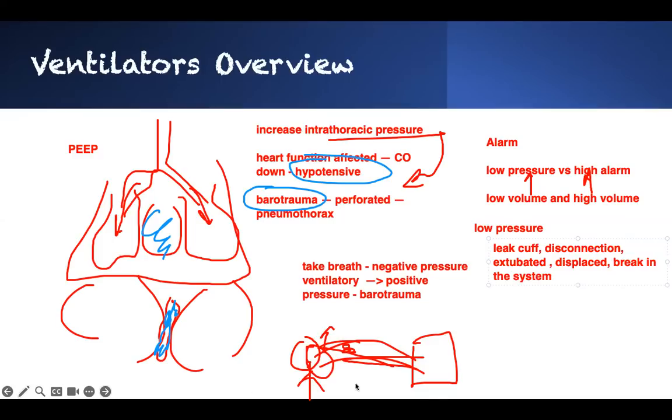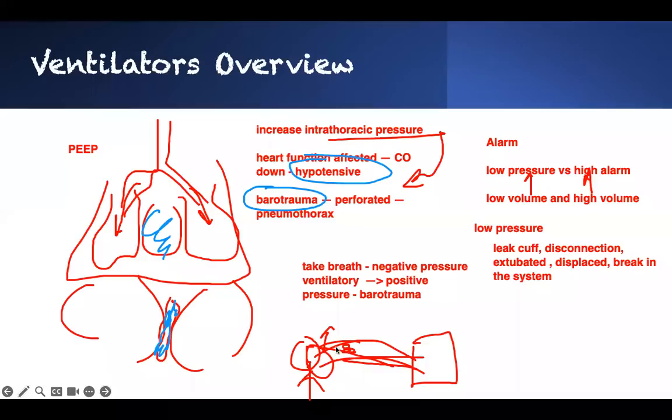Remember, this is a closed system. A closed system should maintain its pressure. If the pressure decreases, that means there's a leak, or a disconnection, or somebody cut the system. And so you can use this idea to think about the condition. So when they give you a set of questions, what causes a low pressure alarm? It may be one of them.